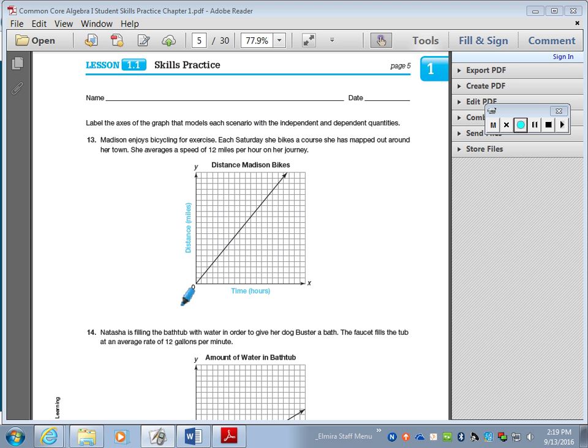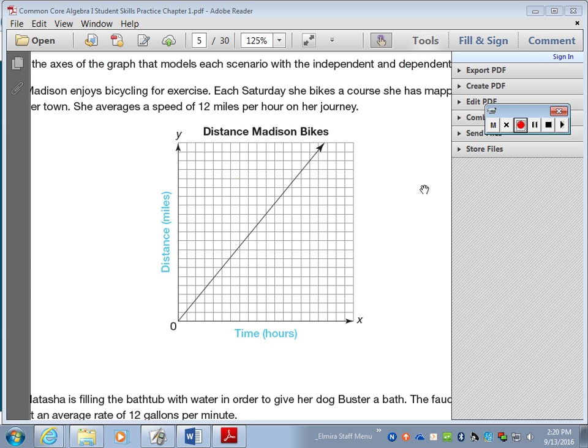Let me blow this up a little bit, make it bigger. Hopefully that's a little bit bigger and you can see. Miles and hour. So time, dead giveaway, that's going to be our independent variable, and distance in miles is going to be our dependent variable.